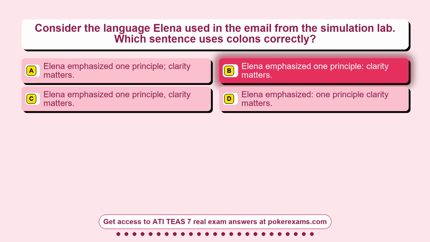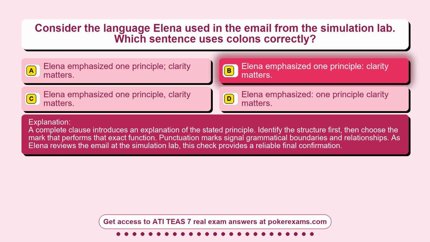Elena emphasized one principle, clarity matters. A complete clause introduces an explanation of the stated principle. Identify the structure first, then choose the mark that performs that exact function. Punctuation marks signal grammatical boundaries and relationships. As Elena reviews the email at the simulation lab, this check provides a reliable final confirmation.